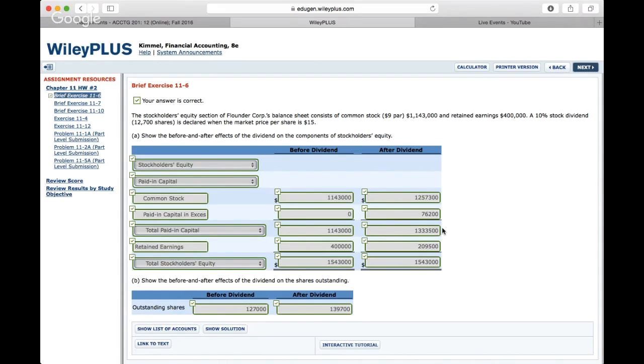Then once you get that, you just subtract the common stock after dividends right here, 1,257,300. You subtract that from the total paid in capital, 1,333,500. You get 76,200, and that's your paid in capital in excess of par value.